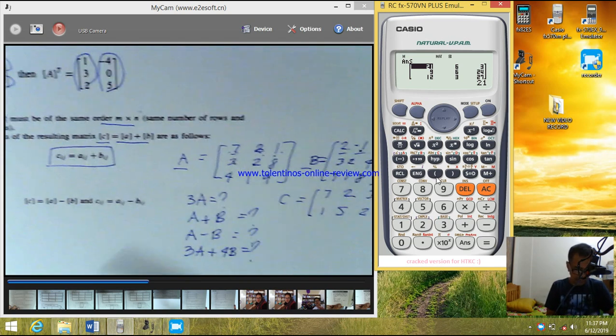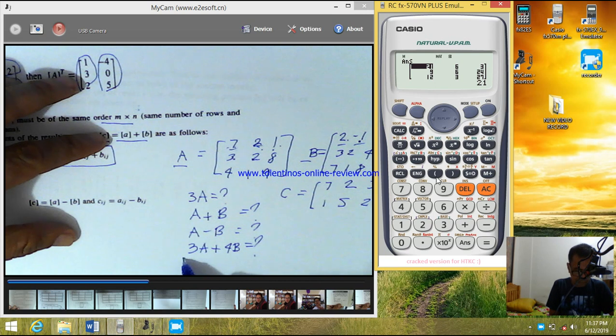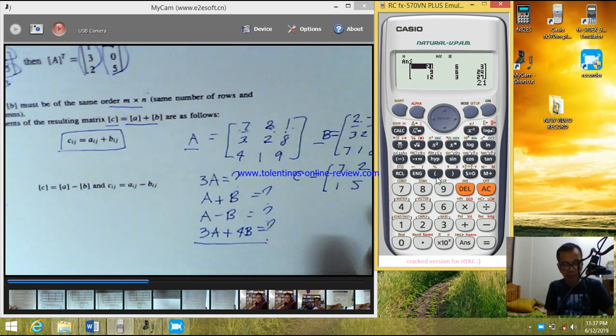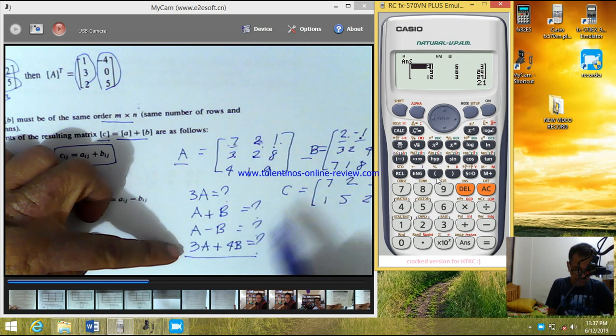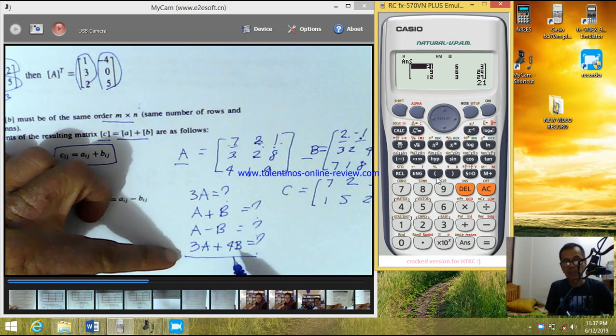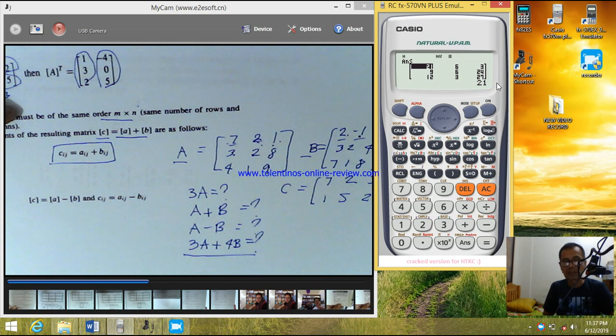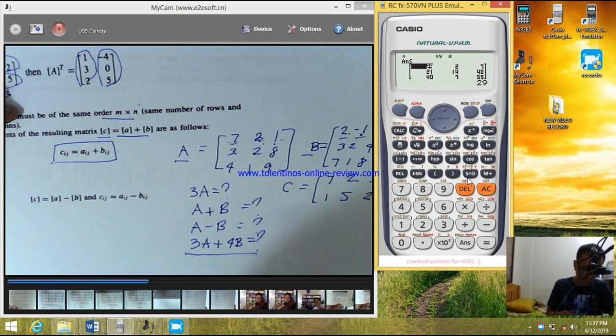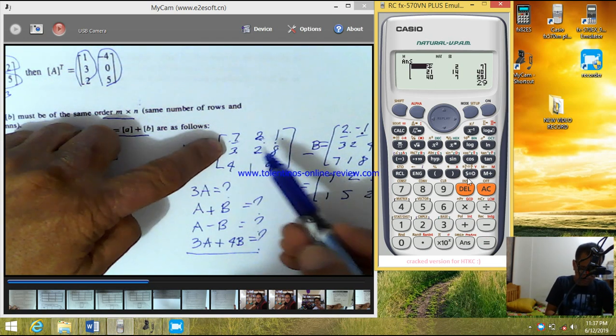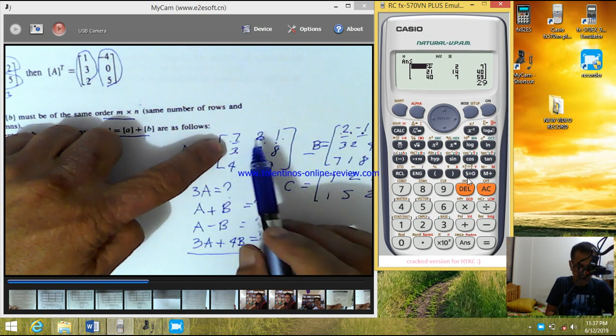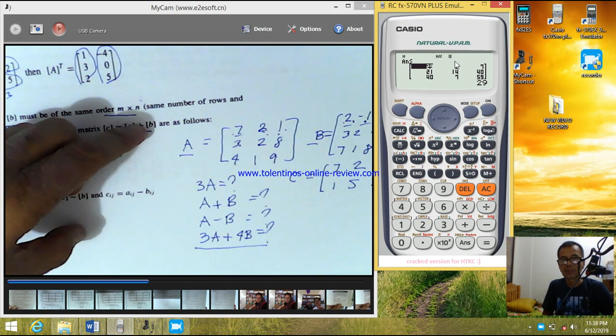Ito, pwede rin to 3A plus 4B. 3A plus 4B. Ibig sabihin, minultiply mo yung matrix A by 3 and then matrix B by 4. Nag-scalar multiplication ka muna, saka addition. So, it's simply 3 shift 4, that is matrix A, plus 4 shift 4, 4 matrix B. Alright, you get 29. Let's verify. 3 times 7 is 21, plus 4 times 2 is 8. 21 plus 8 should be 29. That's a verification.